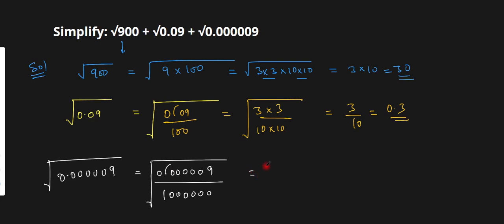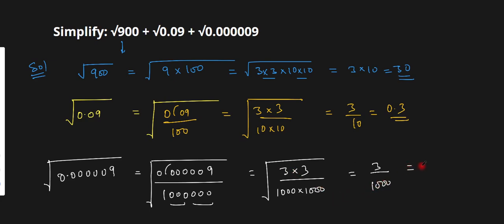Now again, this 9 can be written as 3 into 3, but here you have 6 zeros, so you can make pairs of 3 zeros, right? That means 1000 multiplied by 1000. Now again you have two pairs, take 3 out from the numerator and take 1000 out from the denominator. What you'll have? 0.003. Now add all these three values, you will get the answer.